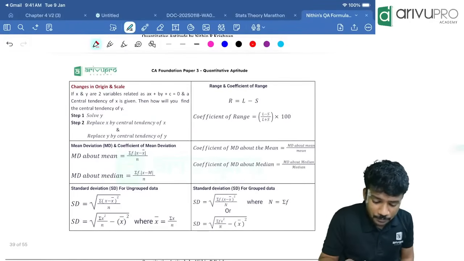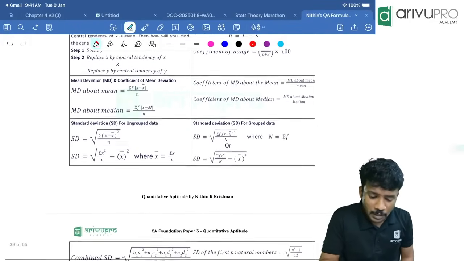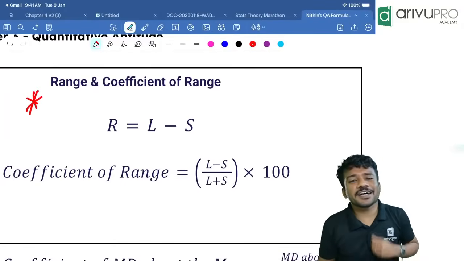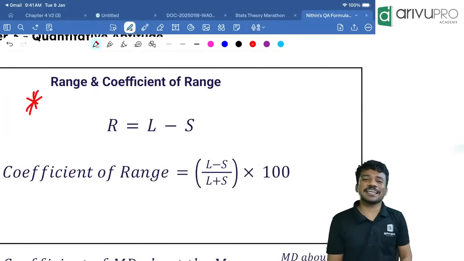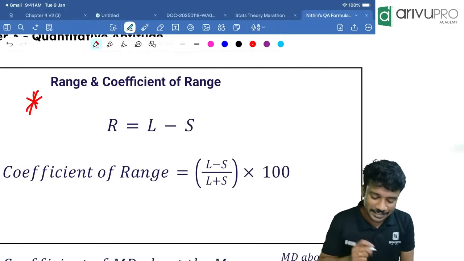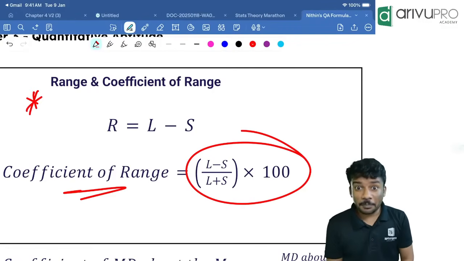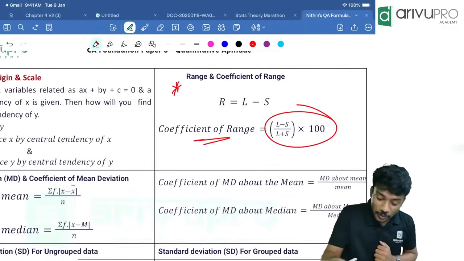Next one, people. Mean deviation. We are coming to range. One of the repeated questions. Range is what? The largest minus smallest. Okay, largest minus smallest is the range. Coefficient of range is what? The largest minus smallest divided by largest plus smallest, into 100.